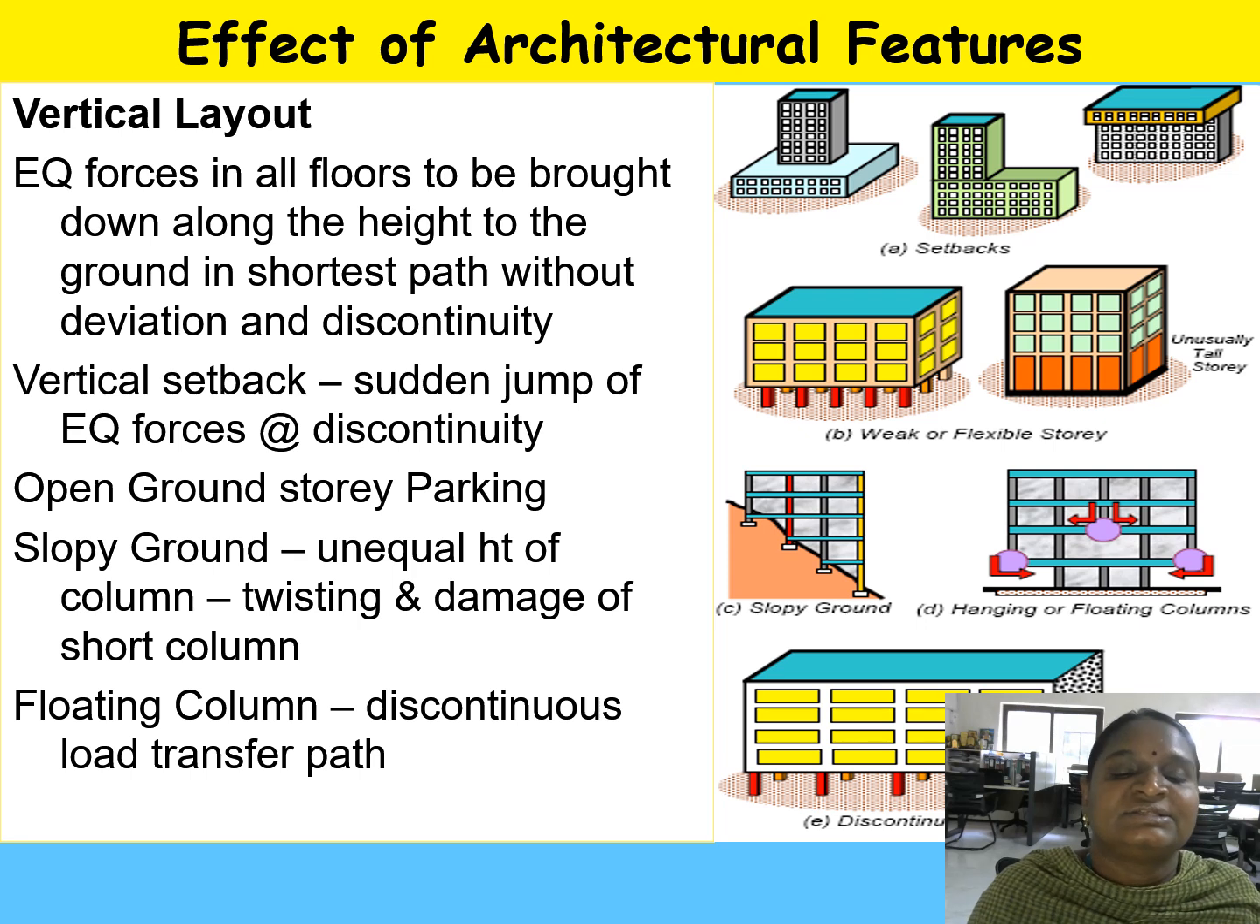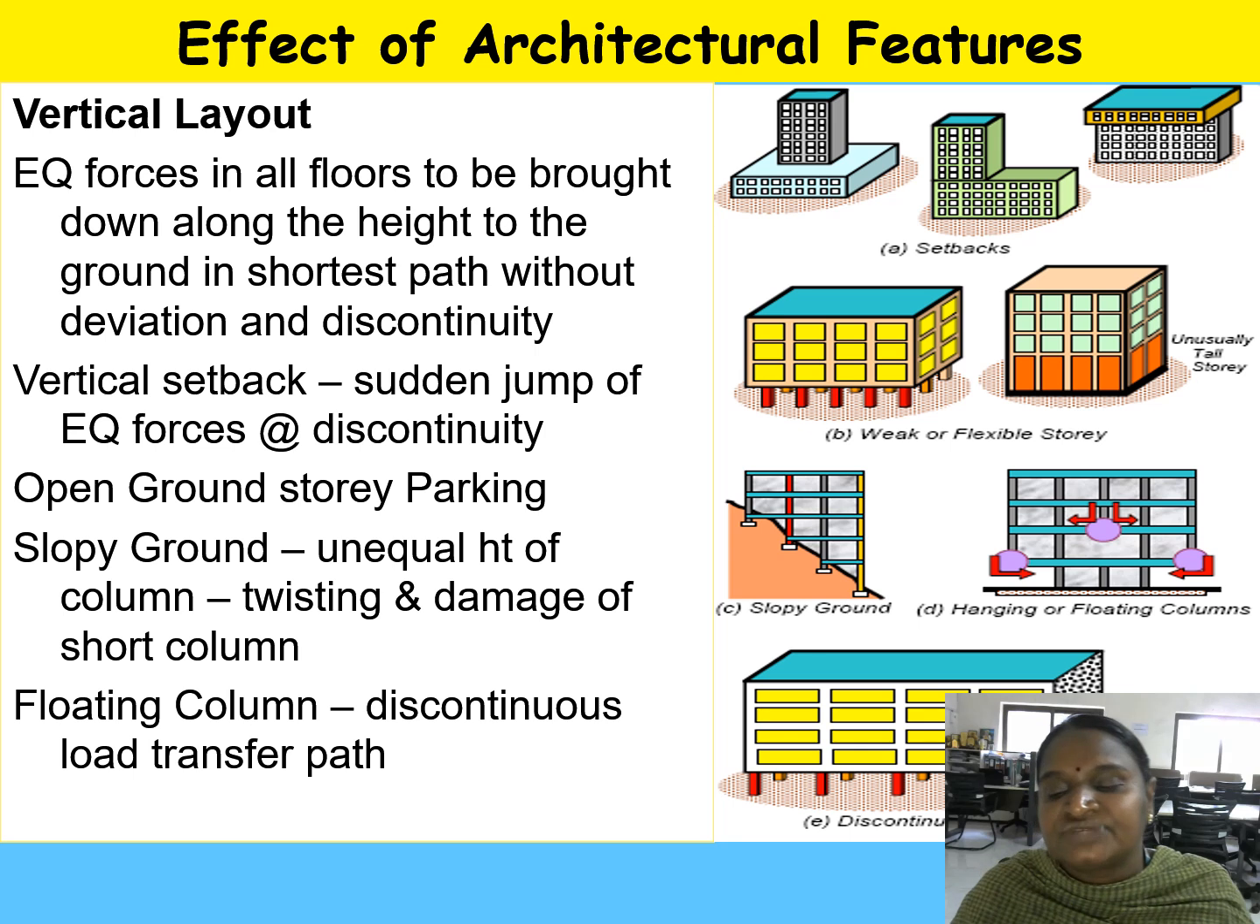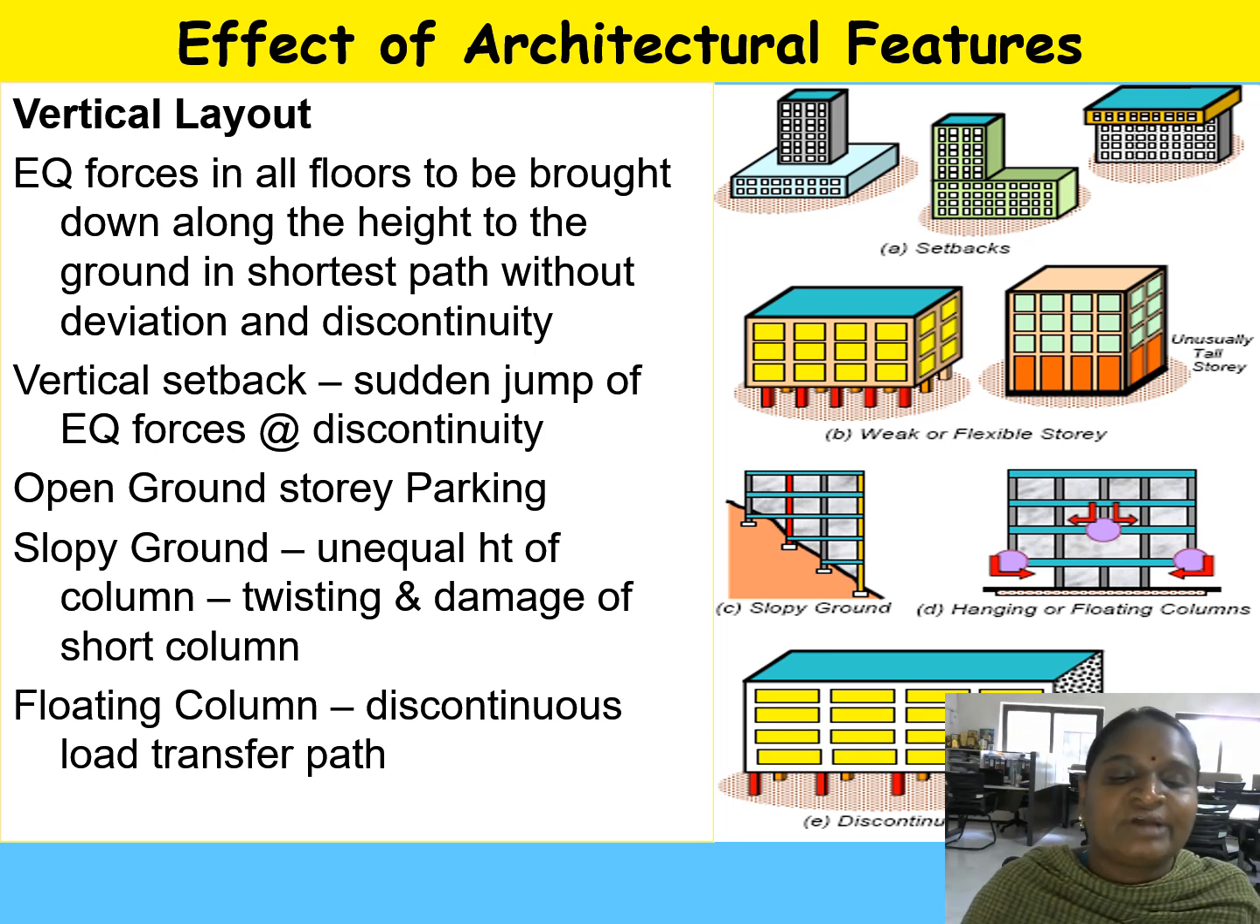Then vertical setback, sudden jump. Suppose you have an intermediate transfer girder or a sudden jump, then there may be a chance of concentrated earthquake forces. And if you give an open story, it will be critical. Sometimes unequal heights of columns give a chance of twisting and damage due to the short column effect. Floating columns in a seismic zone are also very critical, because the load transfer is discontinuous. So it is better to avoid floating columns also.